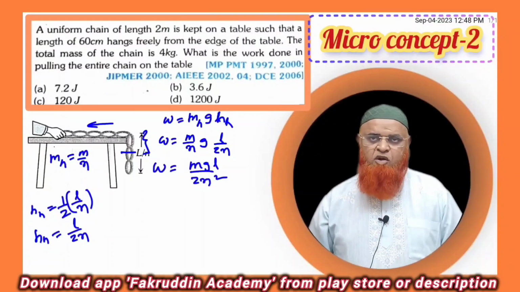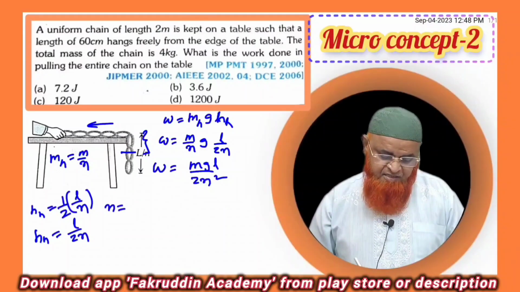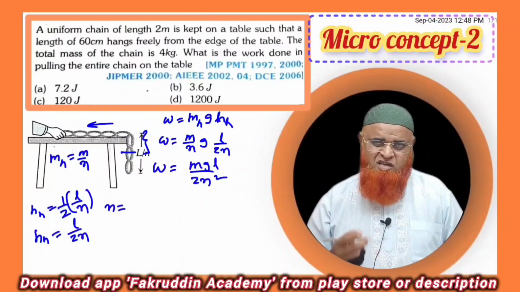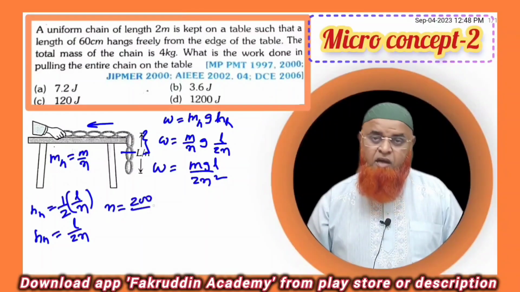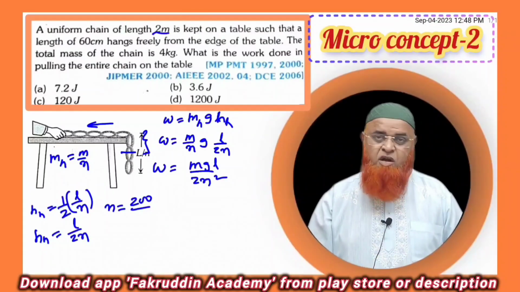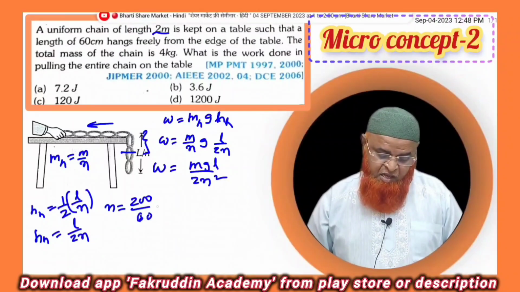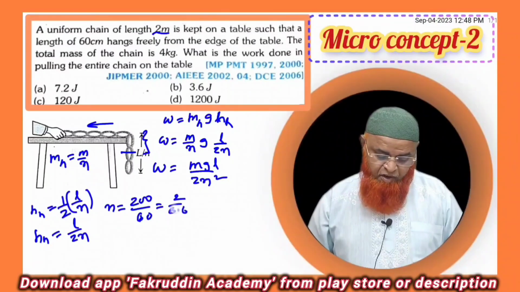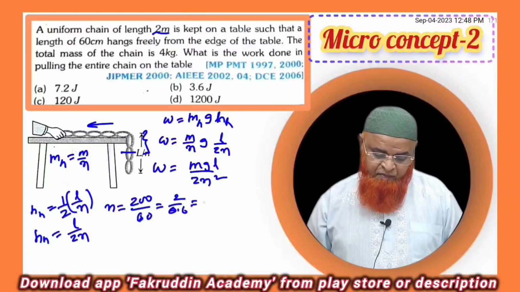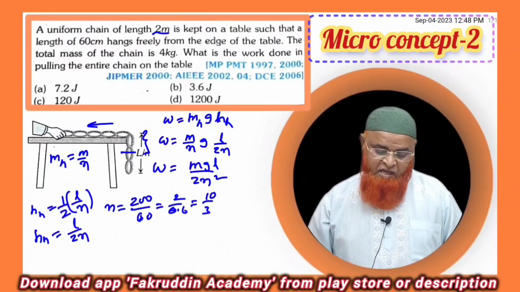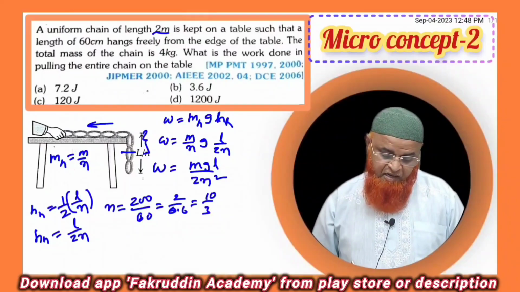You need to find the value of n here. N is nothing but 200 out of 60, because 2 meters you have to convert to centimeters, or else you can take 2 divided by 0.6. Finally you will get 10 by 3 as the n value. Directly substitute the remaining things in this formula and you will get the answer.